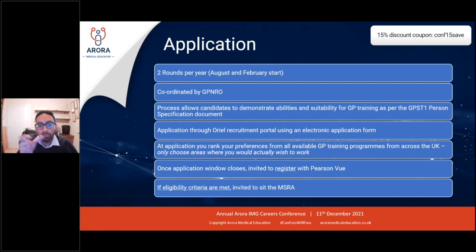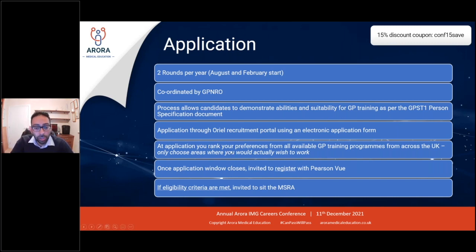Sometimes there's a round 1 re-advert as well, so it depends a little bit year by year. It's all coordinated by the GP NRO, the GP National Recruitment Office. They have some great insights and resources there for you to have a look at if you want to. And the whole process of application is basically to try and demonstrate, have you got the ability and suitability for GP training as per a particular specification document. So this document, which tells you that these are all the attributes that we're looking for, is on the GP NRO website. So make sure you have a look there. You apply through the Oriel recruitment portal like other specialties through an electronic application form.